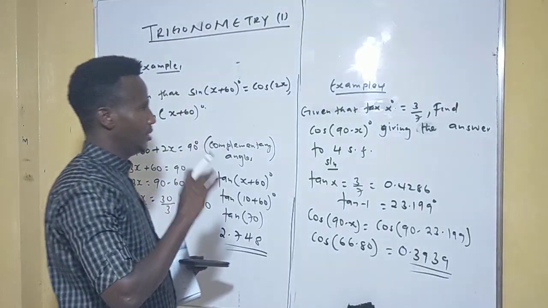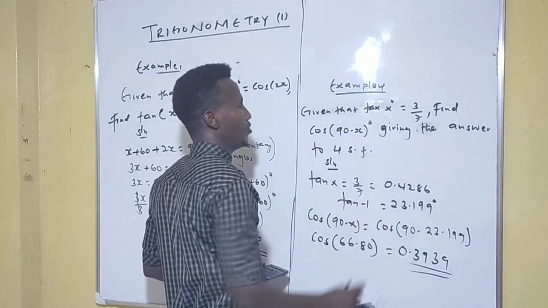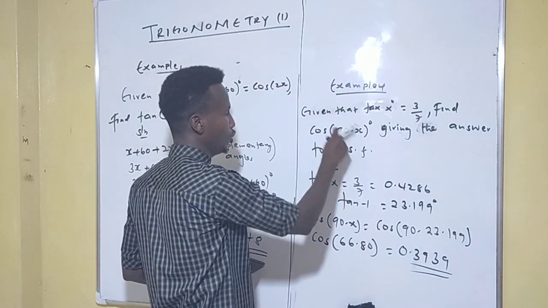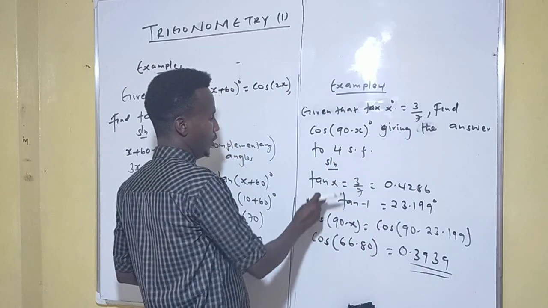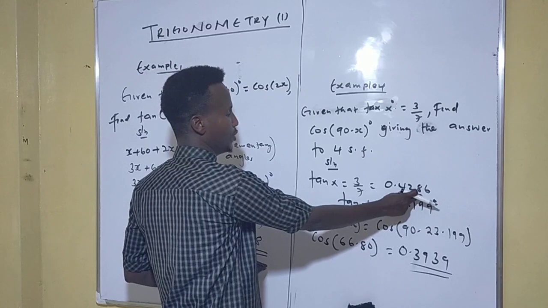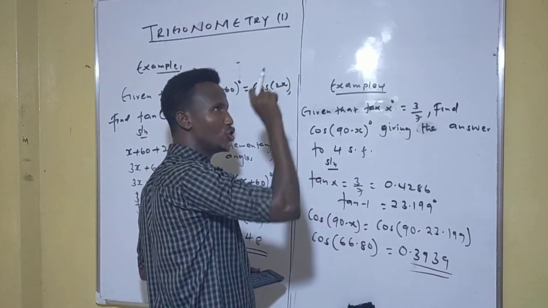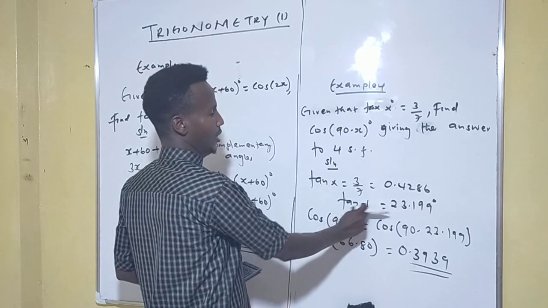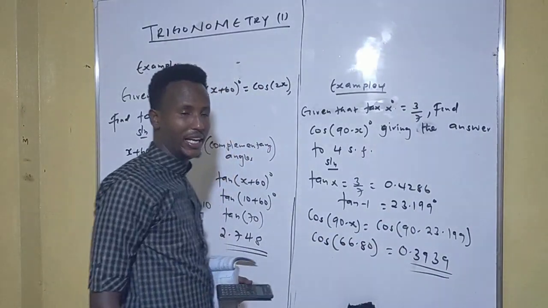Yes, understand. Let me go back, yeah? We are given that tan x is 3 out of 7. Find cos into 90 minus x, giving the answer to four significant figures. So write tan x is equal to 3 out of 7. In decimal form, it will be 0.4286. When you want to get the angle, you're going to say shift tan 0.4286. It will give us 23.199.